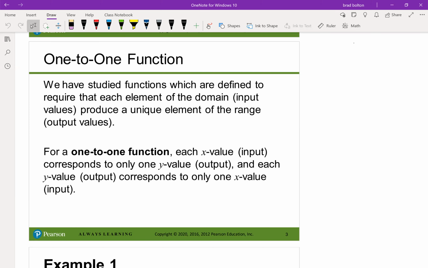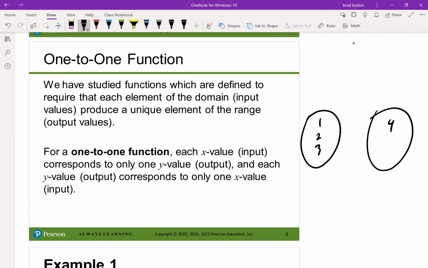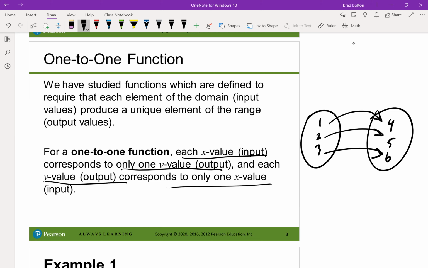So if we were doing a mapping like this, and I had 1, 2, 3, and then here I had 4, 5, 6, and I did this mapping like this, this would be one-to-one because it says each x value corresponds to only one y value, okay? And it goes back the other way. So that's kind of how it is for functions, right? But then it says each y value corresponds to only one x value. So this would be one-to-one. And by the way, you can write one-to-one like this. This is a one-to-one relationship, okay?